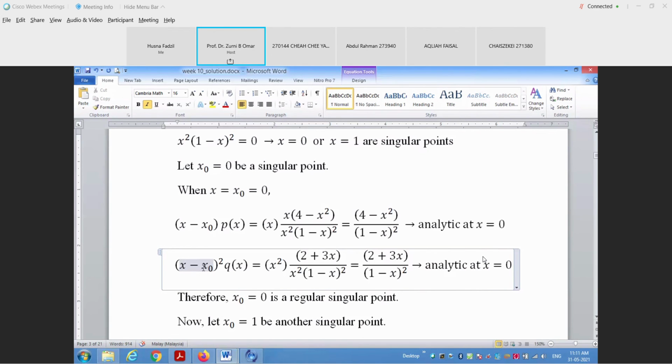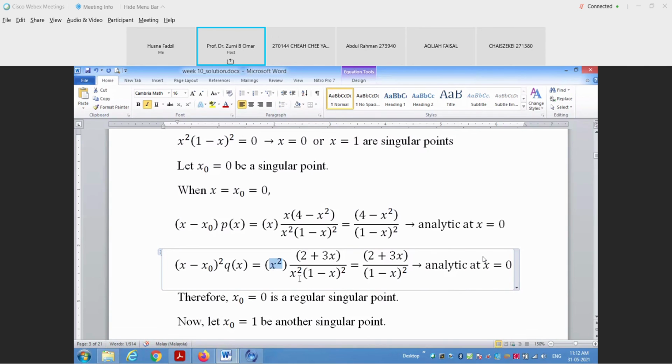x. You replace this x naught with 0. That's why you have x minus 0, which is x, squared. The same thing here because x naught is equal to 0 there, right? So we have x squared times q(x). q(x) is (2 plus 3x) over x squared times (1 minus x squared). This one, the whole thing squared.